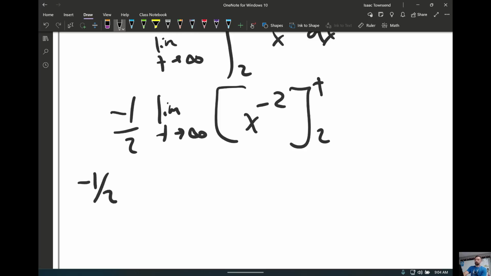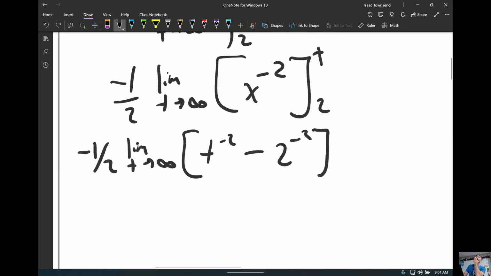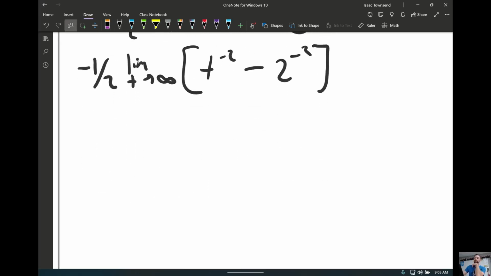So we've got this -1/2 times the limit as t approaches infinity. Again, I know it's a pain to write it every time, but you can't really say this equals this equals this without saying that. So now, fundamental theorem of calculus tells us how to deal with these. Plug in the t, plug in the 2, subtract those.